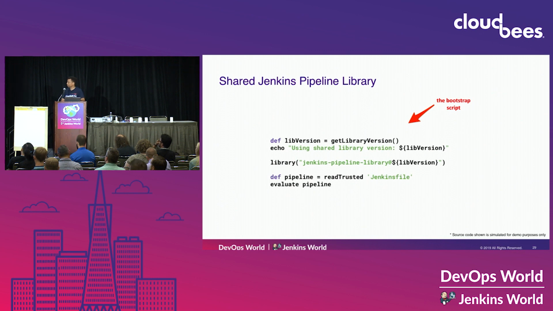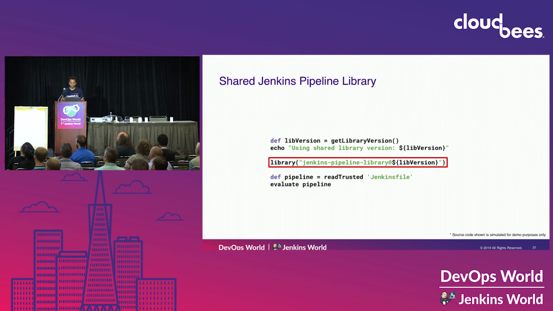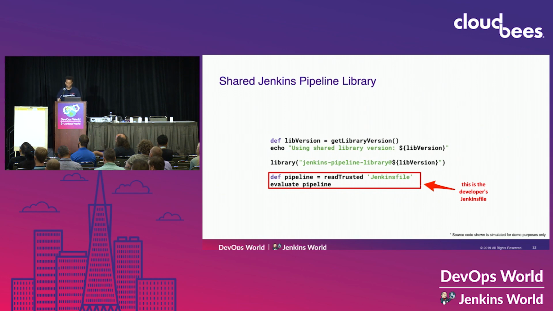So this is what that bootstrap looks like. Here, we're calling a function called getLibraryVersion, and the purpose of this function is to determine which version of the library to load. Then we load the library using Jenkins' built-in library function. So this will basically check out the code from the Git repo, switch to that branch or tag or Git SHA, and then expose those functions into the Jenkinsfile. And then finally, we load the actual developer's Jenkinsfile.